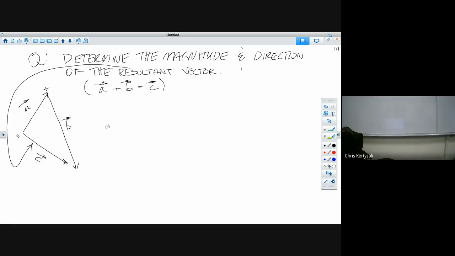What we're going to do is look at both of the vectors separately. Let's look at vector A. Vector A looks like this, and it has some components. The components are right here and right here. This would be considered the Y component, and this would be the X component. And it has some direction. I'm going to label it theta A to indicate that it's the direction of vector A.